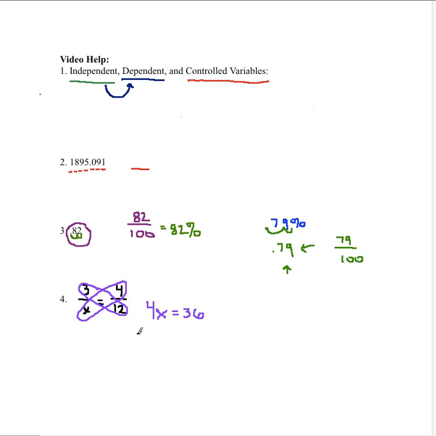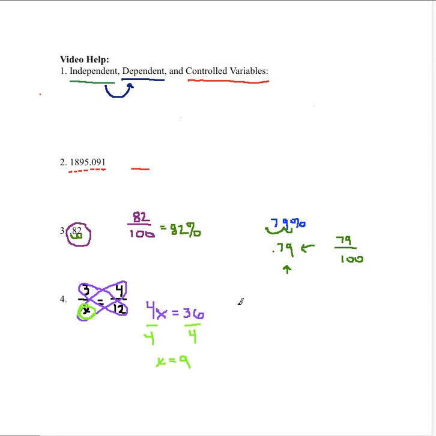Now, I'm not quite done because I'm still trying to solve for x. So what I now need to do is divide both sides by 4. And that way you get x equals 9. Okay? If you multiplied by 12, the issue is that the x is in the denominator. So whenever the x is in the denominator, you want to be cross-multiplying.